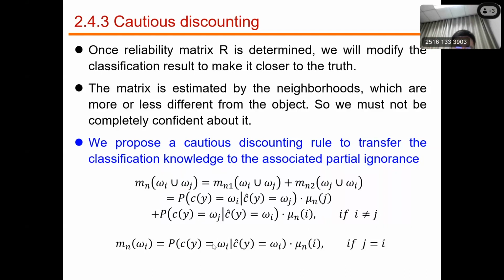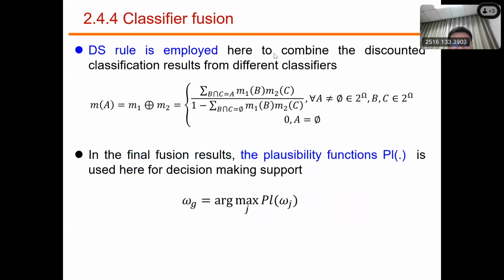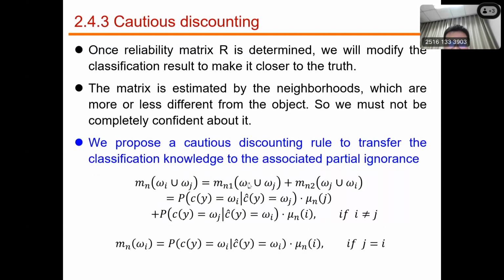Okay, this is omega I to omega I, the specific class. For each classifier, we will do such corrections. After this correction, the classifying output will contain some sets of classes and become a bit uncertain. After that, we will do the combination of the different classifying results from the different classifiers.